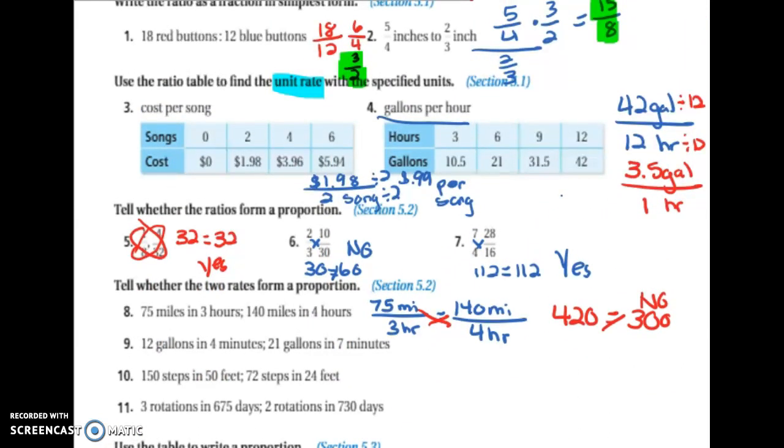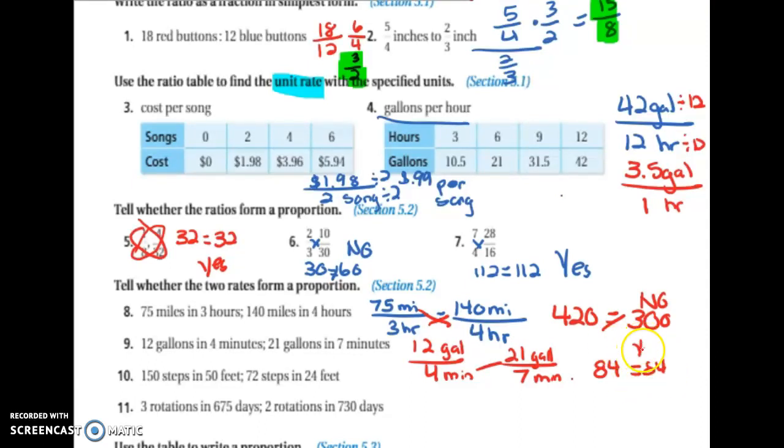All right, so for 9 here, 12 gallons, 4 minutes, 21 gallons, 7 minutes. Multiply across. 4 times 21 is going to be 84. 12 times 7 is also 84.